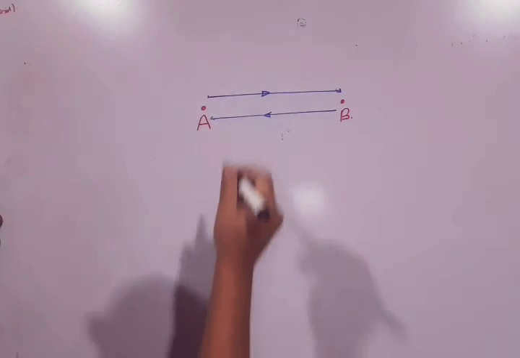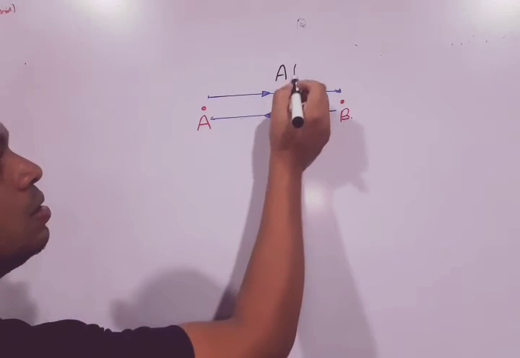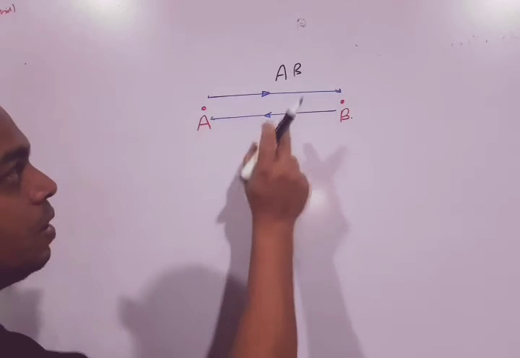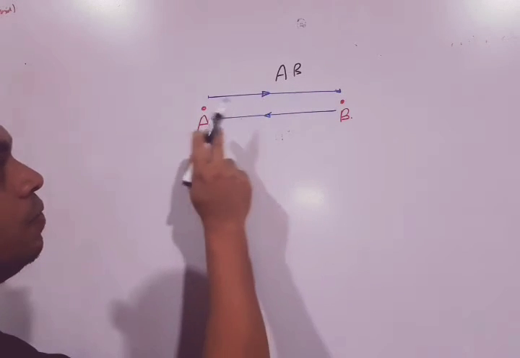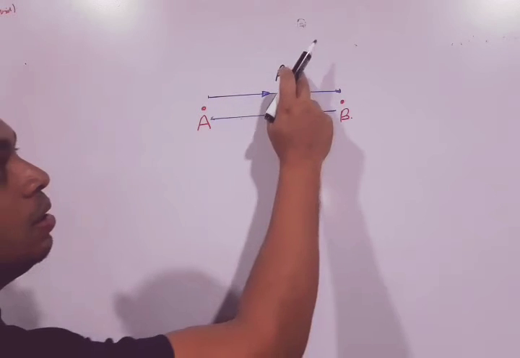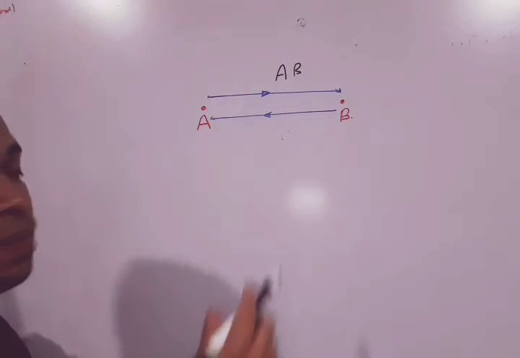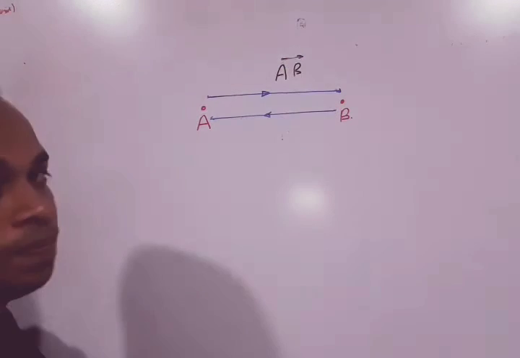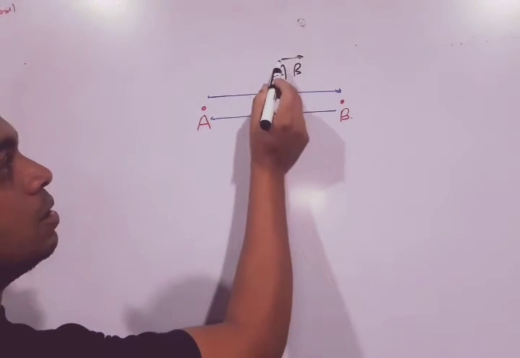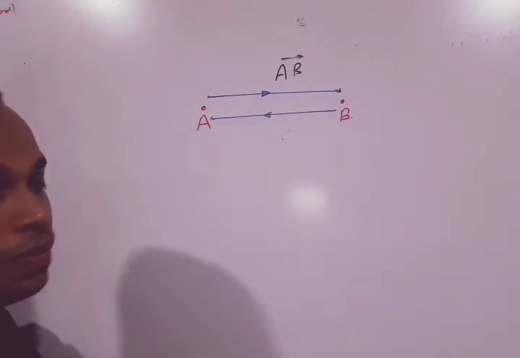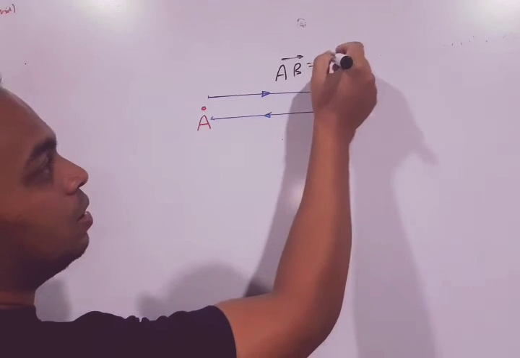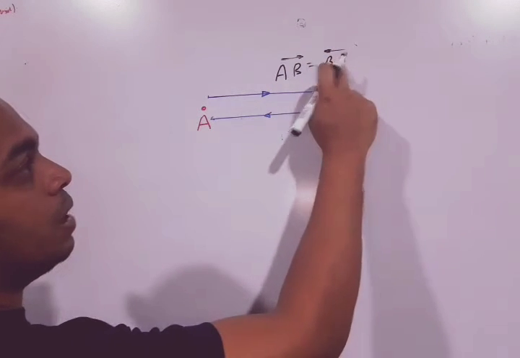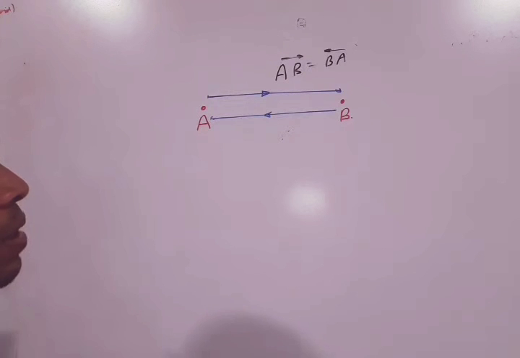So how do you define it? You have learned this. The symbol that you can use is these 2 letters. The first letter will tell you from where it starts, and the second letter will tell you where it ends. So you use an arrow on top. So this says a vector starts from A to B. So this is also equal to BA in this way. Vector starts from A to B, right?